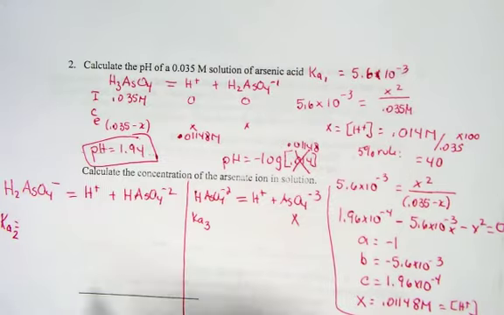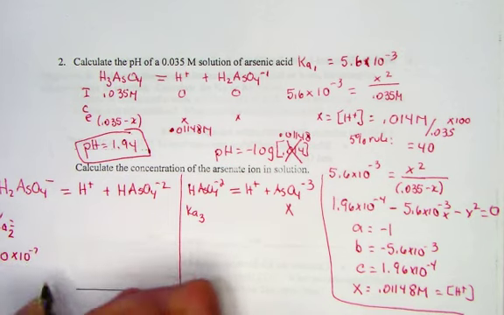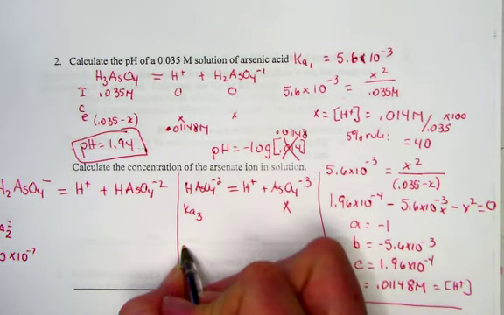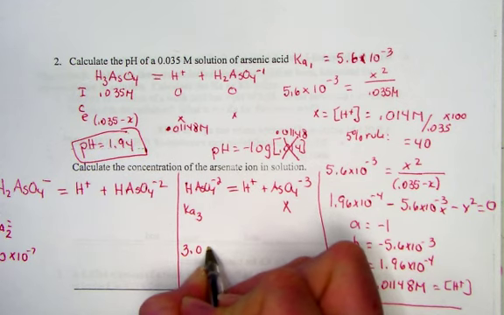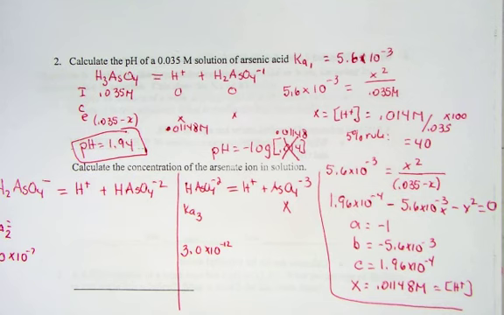All right, here's what we know. The Ka2 has a value of 1.0 times 10 to the -7th. And while I'm staring at Appendix D, I'll also record Ka3, which was found as 3.0 times 10 to the -12th.